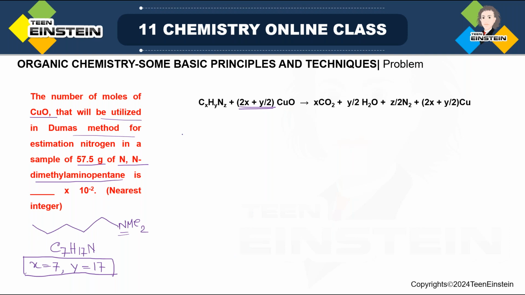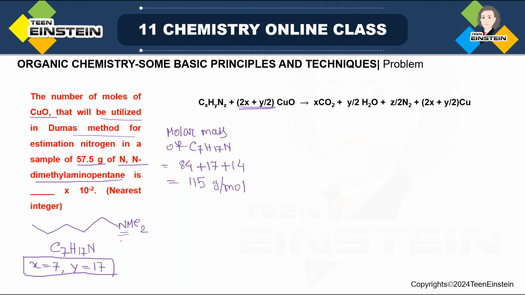But before that, we will find out the molar mass of the compound. That will be equal to, if you calculate it, 84 from 7 carbon, 17 from 17 hydrogen, and for nitrogen it will be 14. So you will get 115 gram. So this is the molar mass.